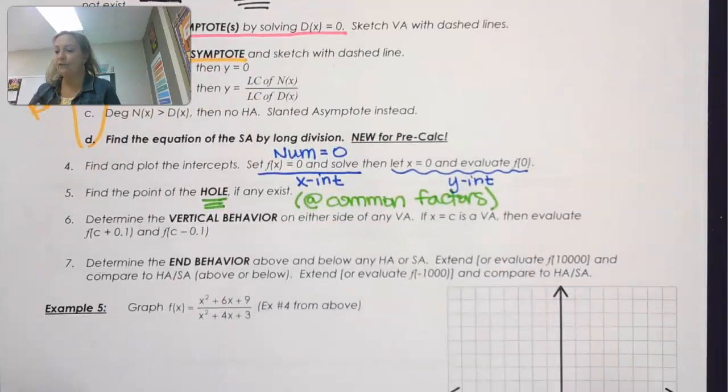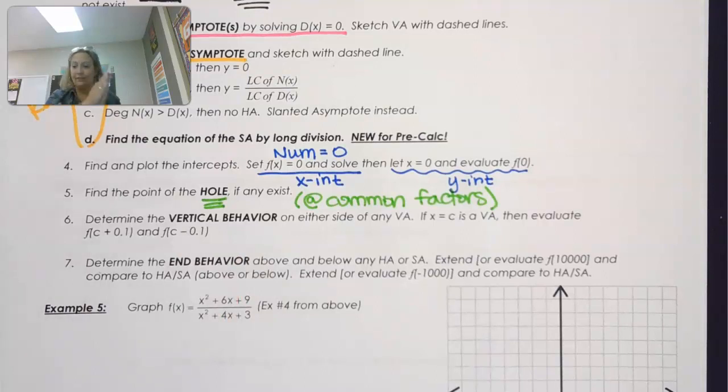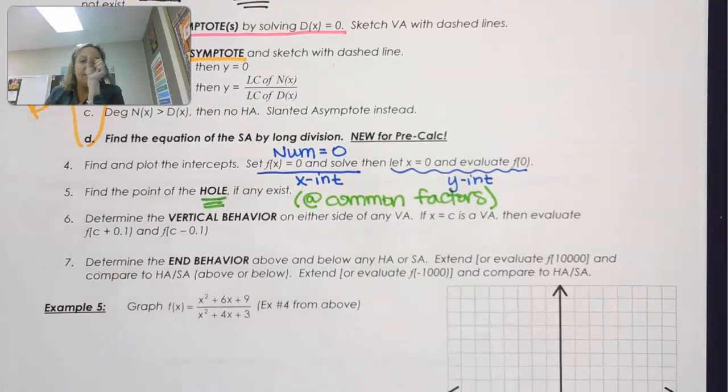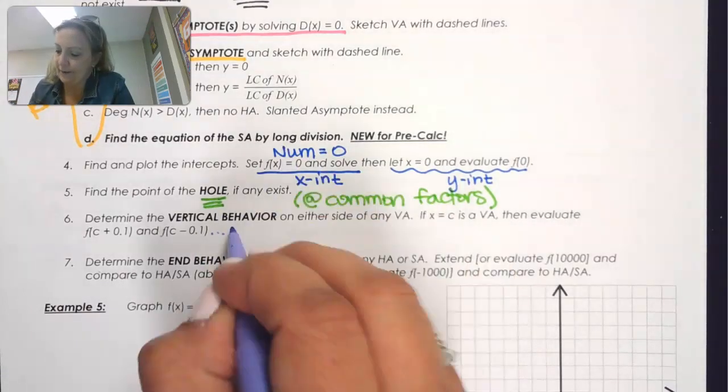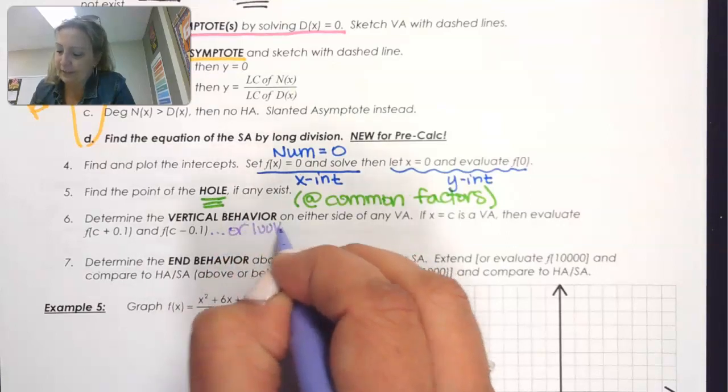Okay. So for the vertical behavior of the function, the vertical behavior again is going to be on either side of our vertical asymptote. If x equals c is a vertical asymptote, then one way you can do this is to find the value of the function just above and just below and see which way it goes. I think what I'd like to do is just look visually. You'll see what I mean when we do an example, okay?